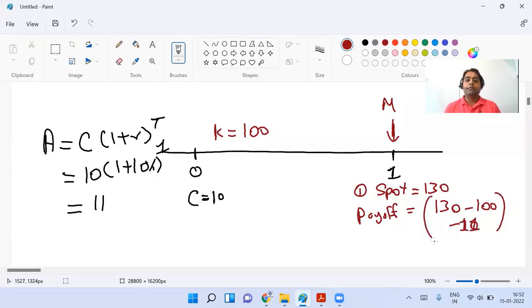Now why 11? Because this was the premium which you're paying at the maturity, right? So whatever benefit, whatever in the money you are, you should ideally get that money, but you'll also have to pay the premium, the A part that you will pay at the maturity. If the spot is higher, that means an in the money situation.